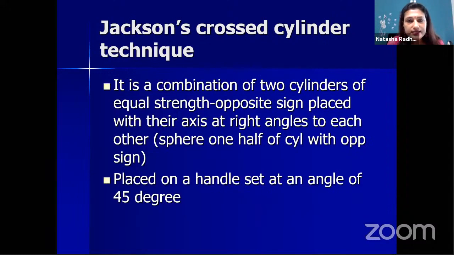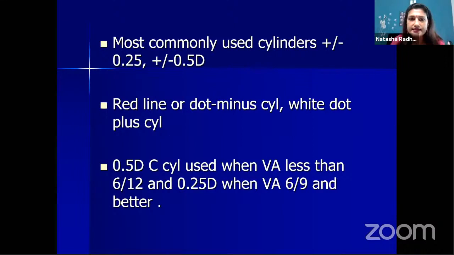It is an ingenious instrument in which there is a combination of two cylinders of equal strength of opposite sign placed with their axis at right angles to each other. The sphere is one half of the cylinder with opposite sign. That's how it is made. It is two cylinders. So this cylinder acts at this axis and the other cylinder acts at the other axis. And the handle is placed at an axis of 45 degrees.